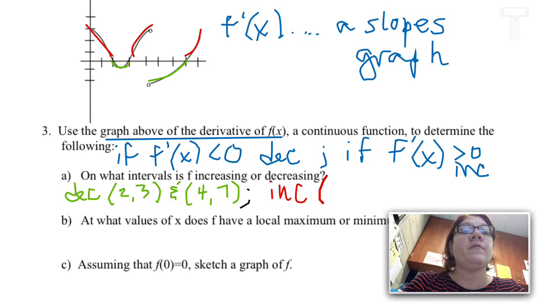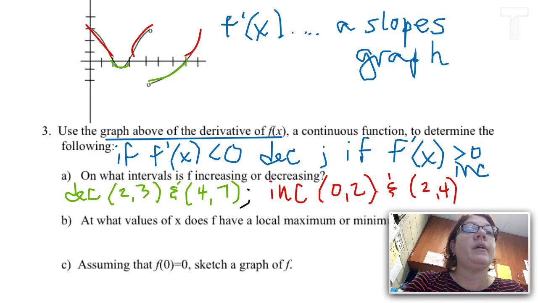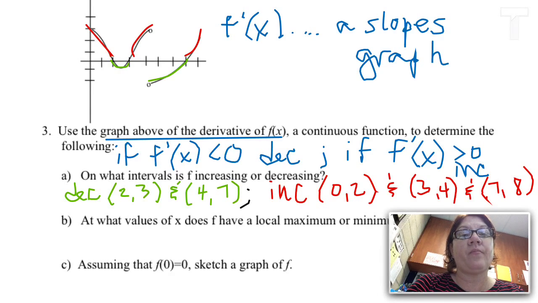So it's positive from 0 to 2 and 2 to 4 and what is this, 7 to 8. Oops, that was my bad. That was a 3 to 4.